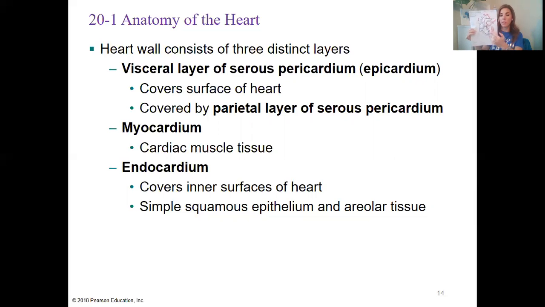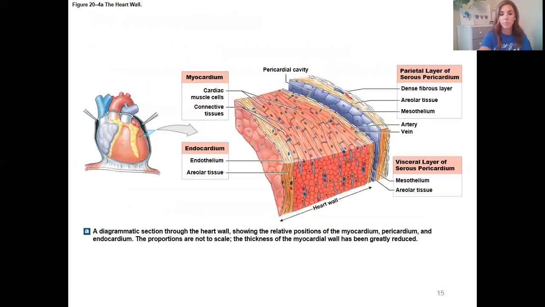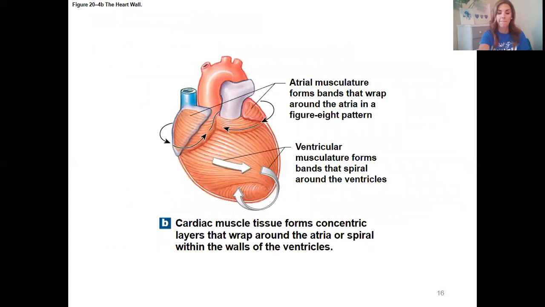This myocardium is a lot thicker on the left side of the heart than on the right side of the heart. And we'll talk about why a little bit later. So those are your layers that you're going to want to make sure you know: your pericardium, epicardium, your myocardium, and your endocardium. And then there is a picture for you as well to look at those pieces individually.